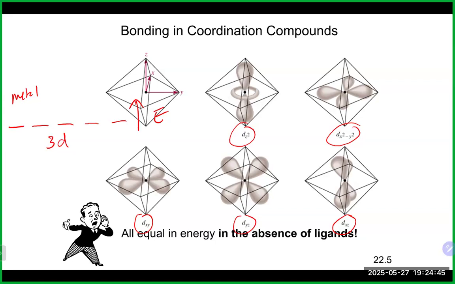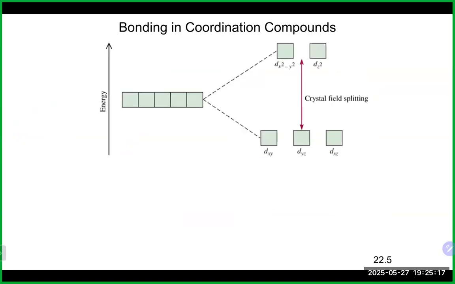What happens though when we actually get some ligands coming in is there's actually a difference in the energy level of these d orbitals. So they will not all be at the exact same energy level. And that affects how electrons will sort of occupy the orbitals. As you hopefully know, electrons go in lowest energy first until that's filled, and then go to the next lowest, until that's filled, and the next lowest.